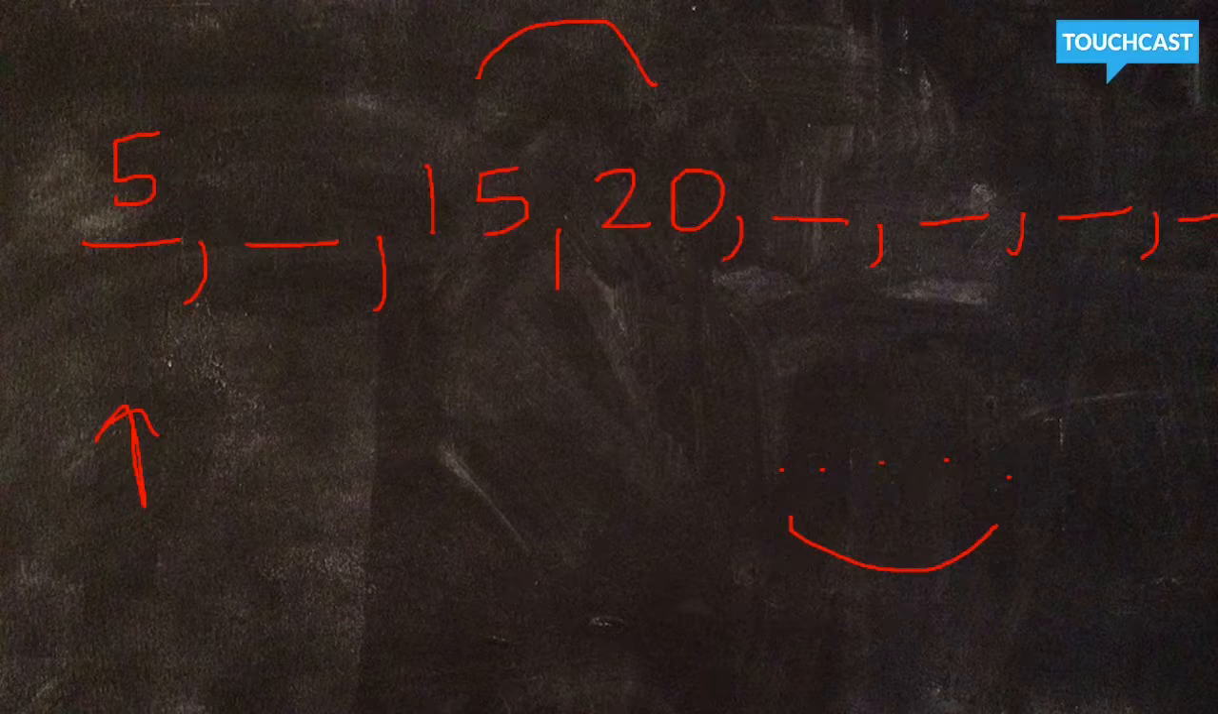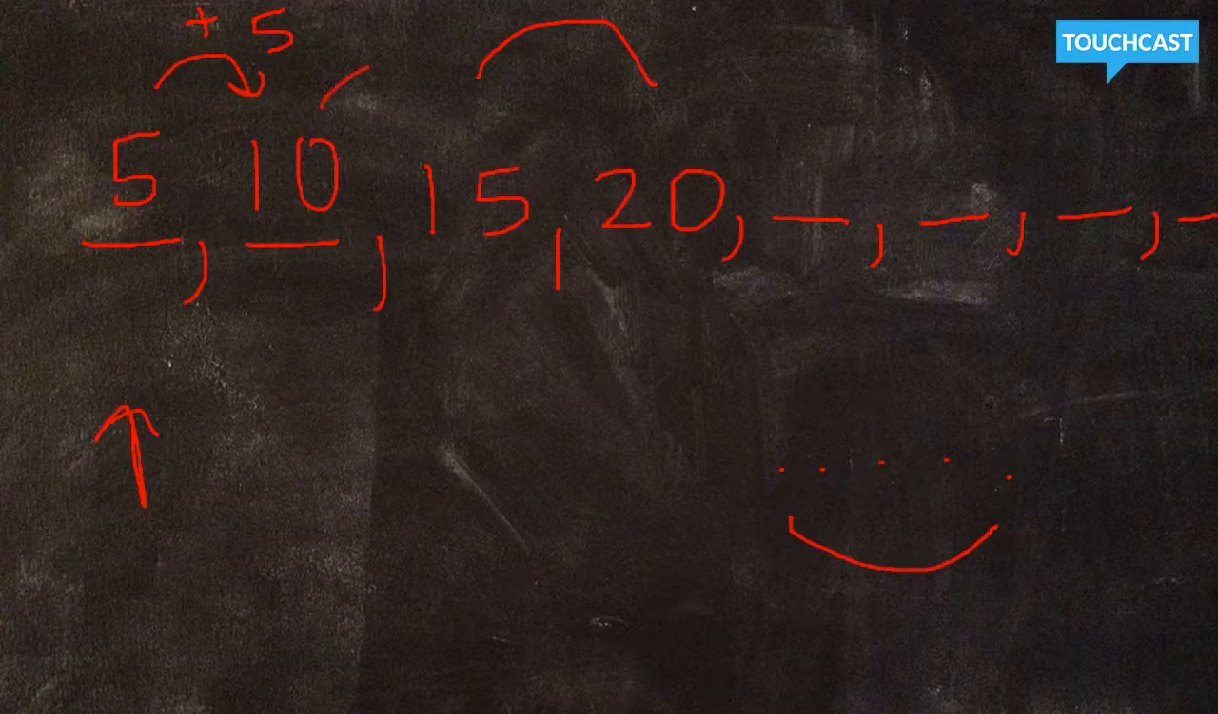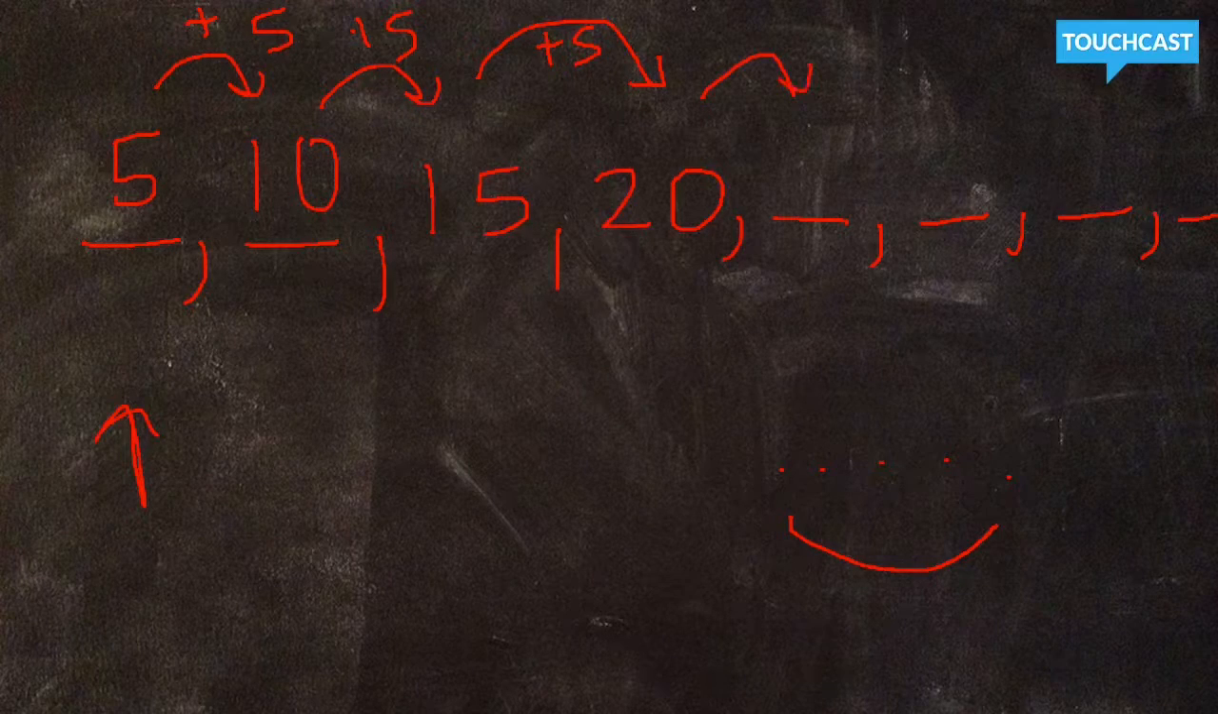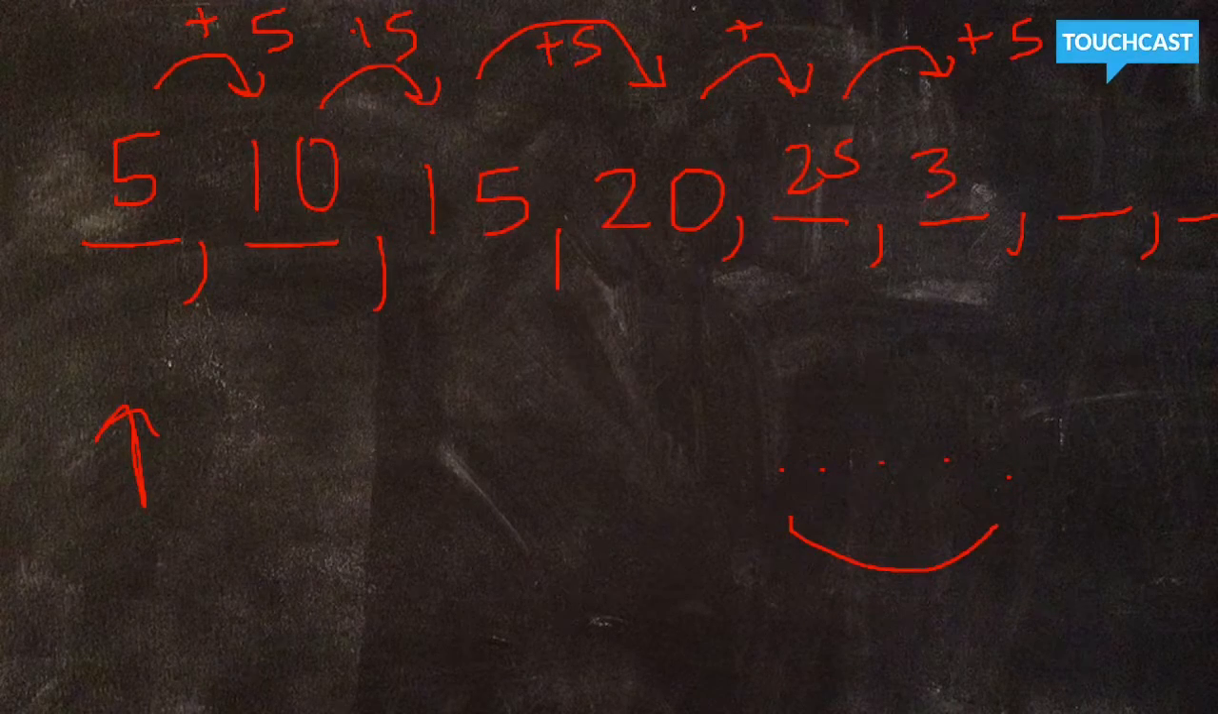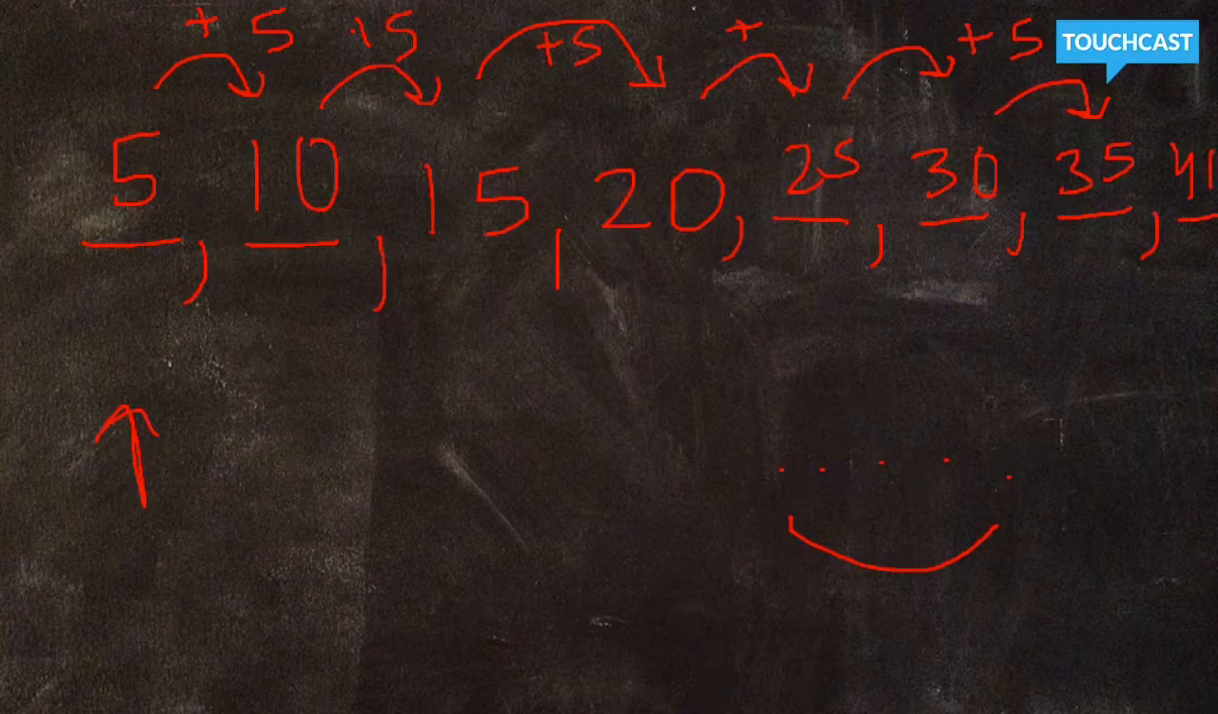So we're going to start with 5, and we're going to add 5. 5 plus 5 is 10. And we know 10 plus 5 more is 15. 15 plus 5 more is 20. 20 plus 5 more is 25. 25 plus 5 more is 30. 30 plus 5 more is 35, and 35 plus 5 more is 40.